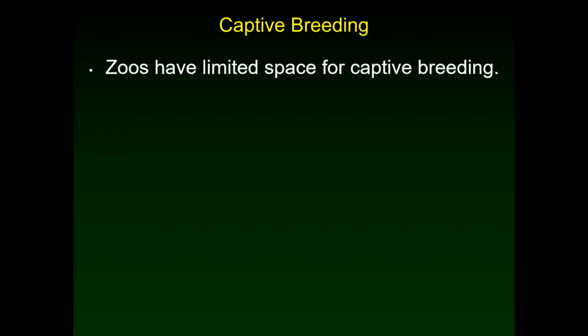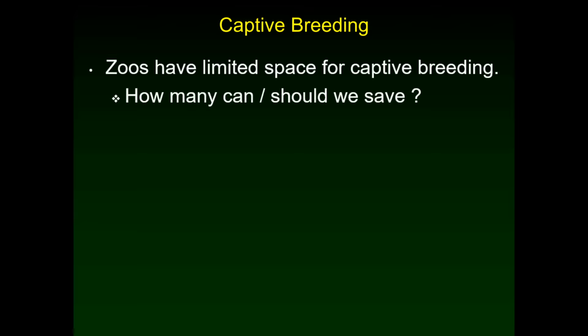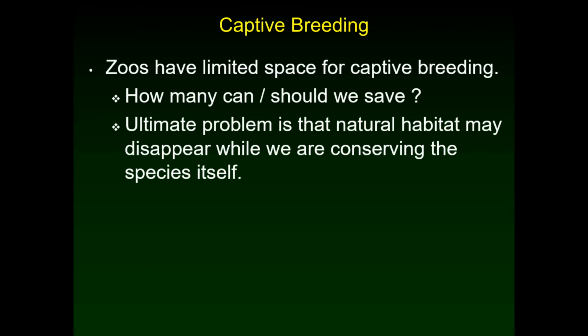Zoos have limited space for captive breeding. Taking a look at the Fort Wayne Children's Zoo, a lot of those enclosures meet the minimum federal requirements. So how many can or should we save? The ultimate problem is that natural habitats may disappear while conserving the species itself. If there's a bird that requires a specific type of tree and that tree is gone, it doesn't matter if we have them in captivity, they have no habitat to go back to.